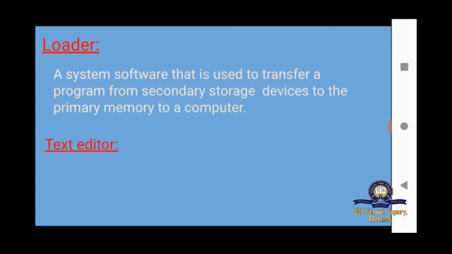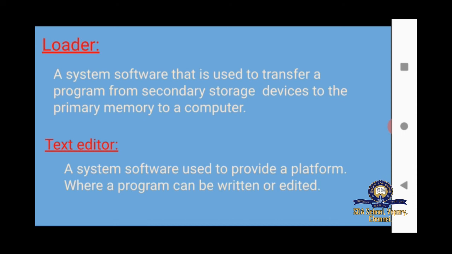Then the text editor. The text editor is a system software and it is a blank screen where we can write or edit a program. It is a platform where we can write a program or any data, and we can also edit that program. The remaining parts, like utility software, language processor and application software, we will see in detail in the next class.